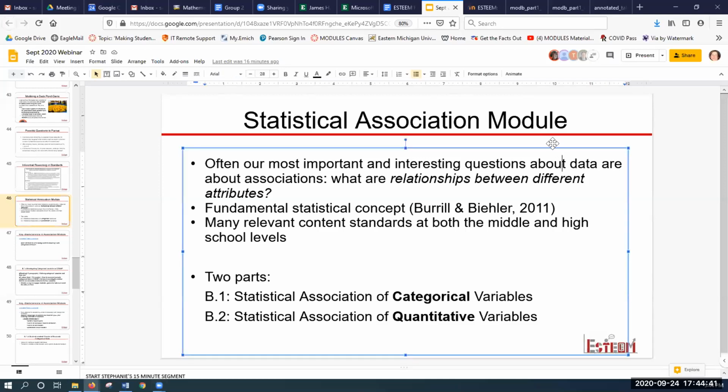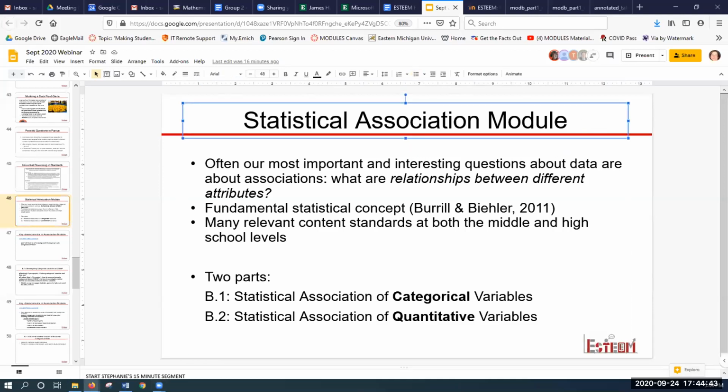Okay, so here's the Fast and Furious talking through our statistical association module. Rick and I took the lead on this. This was really fun to work with Rick on this.